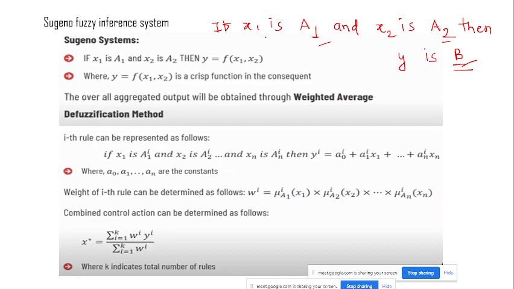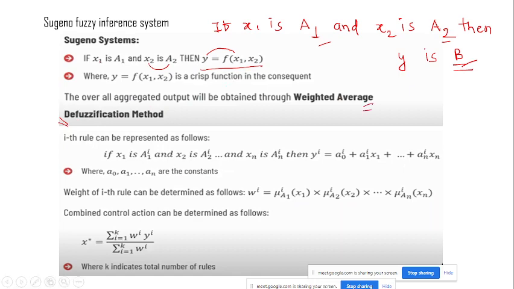So what is the difference between Mamdani and Sugeno? In Sugeno, the inputs belong to fuzzy classes, but the output does not belong to a fuzzy class. You can easily understand: y equals f of x1, x2. It is a function of x1 and x2. It is not a fuzzy class; this is a polynomial function, a crisp function which is a combination of inputs x1 and x2. The defuzzification method we are using here is every time fixed: the weighted average method.